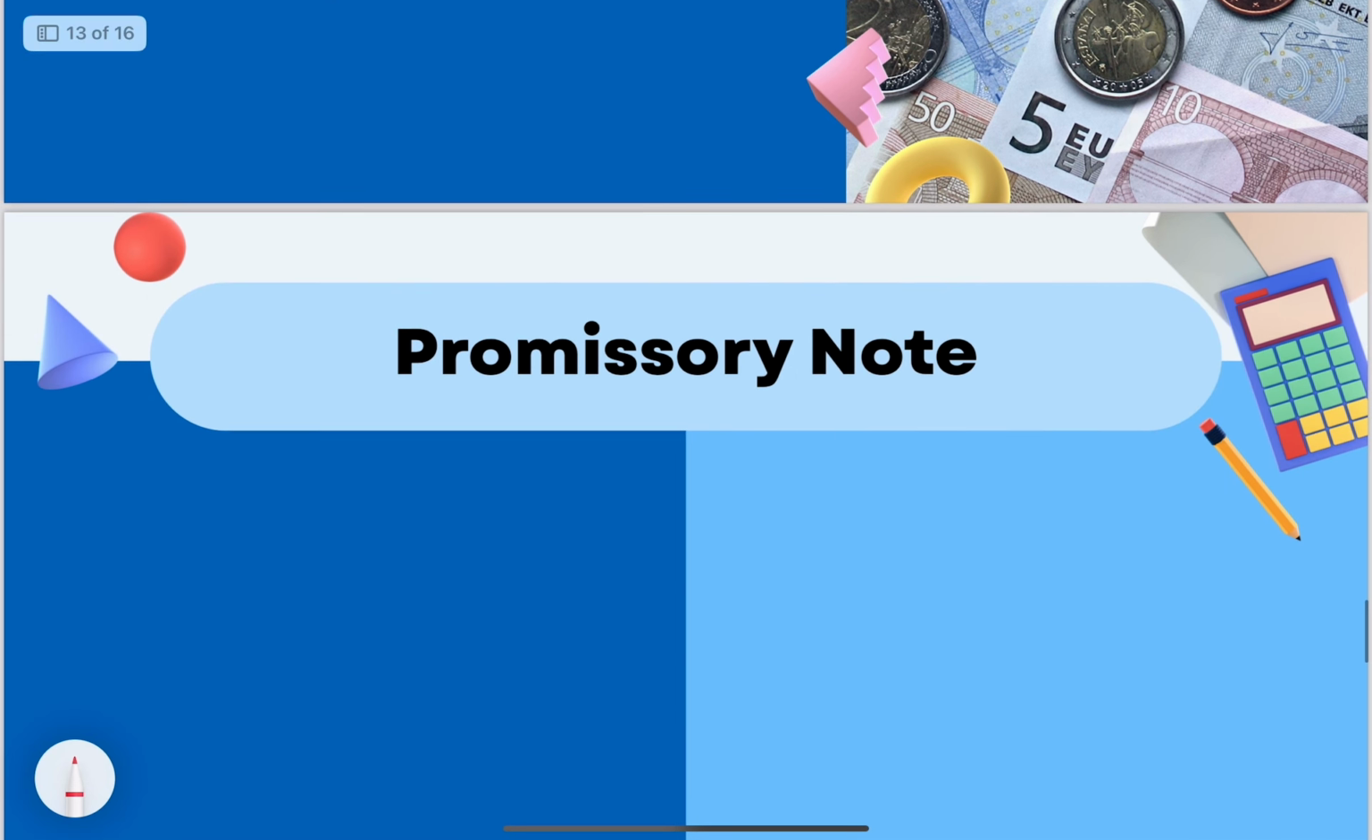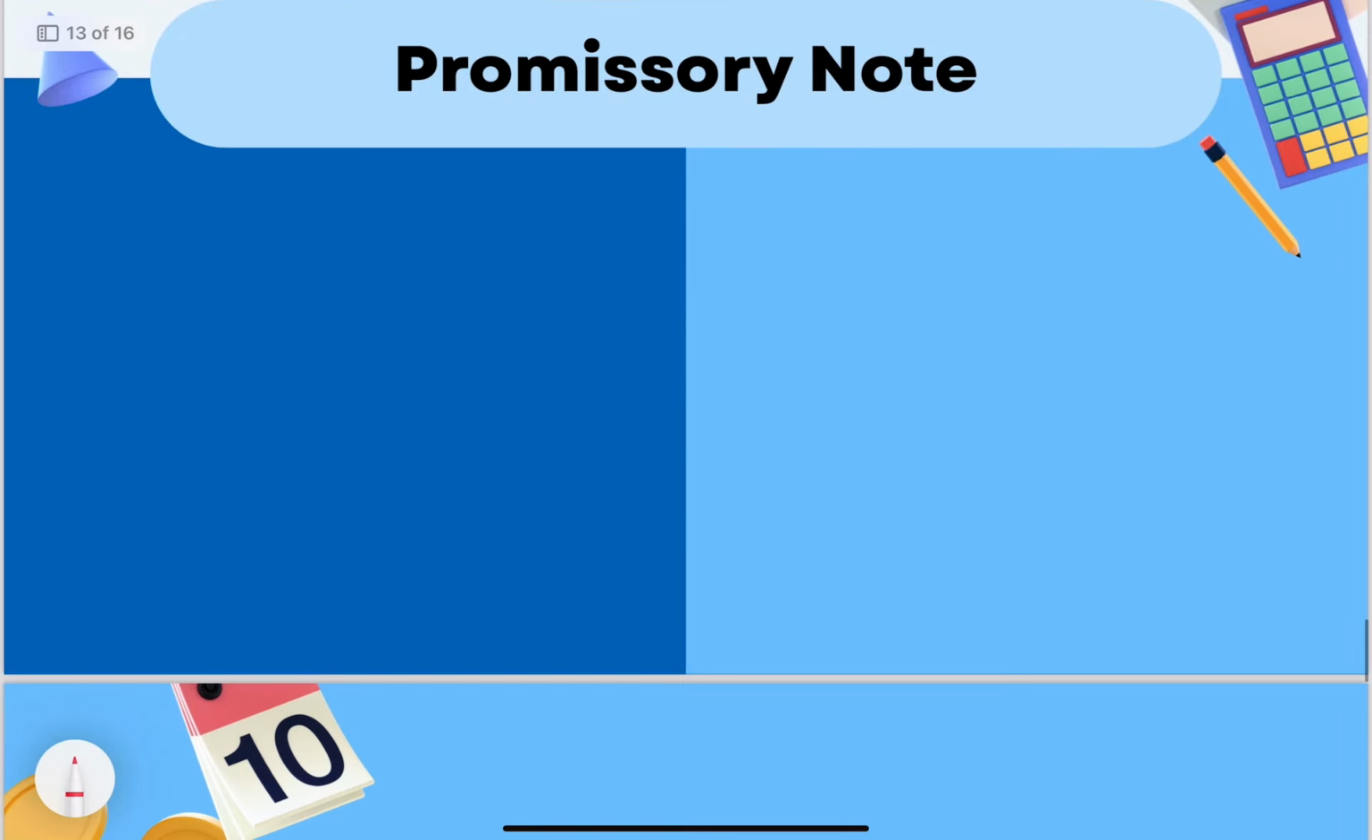And why is it confused with a promissory note? A promissory note is a written promise by one person to pay a certain sum of money to another person after a fixed time or on demand. Say B writes to A, I promise to pay you 10,000 after 3 months. Here B is the maker and A is the payee. So that is the promissory note.